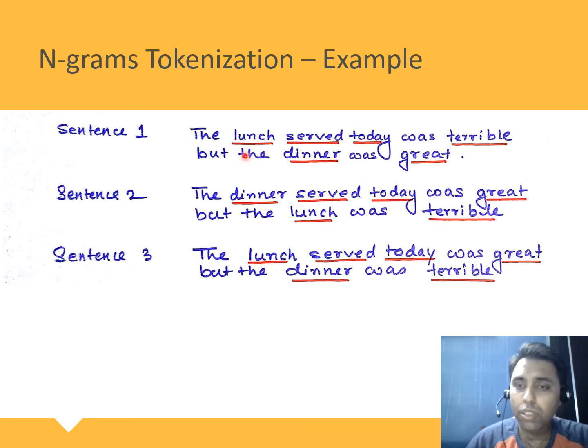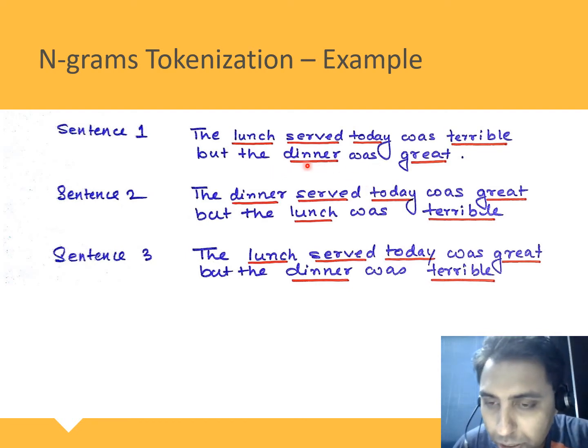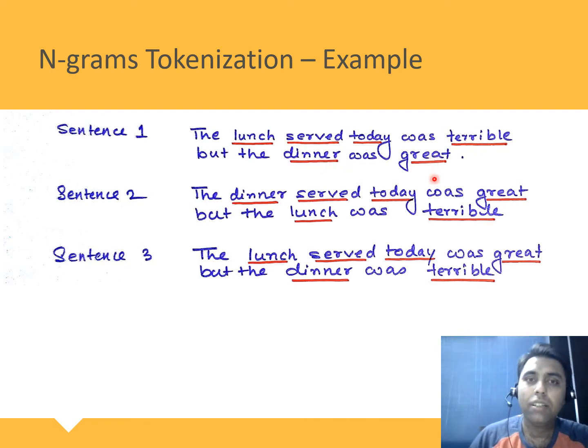So instead of looking at just words in isolation, if you look at some combination of words or some bigrams, it gives some more additional information. For example, this particular bigram, served today, immediately gives you the information that whatever is being talked about is about an event which happened today. Then, this is maybe an extreme example, but let's say you are looking at this trigram, or 3 gram, dinner was great. This phrase will come with a count of 1 in sentence 1, but it will not be there in sentence 2 or in sentence 3, right?